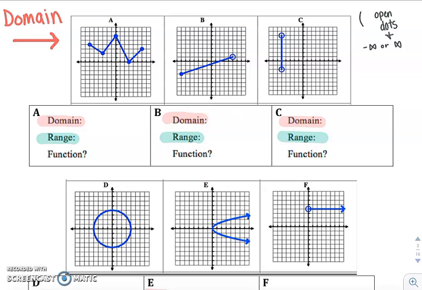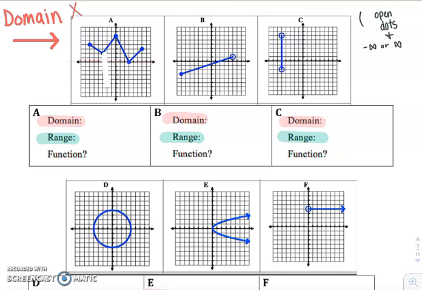We're going to look at finding the domain when we're given a graph, and then we're going to go back through and look at finding the range of a graph when we're given that. So let's look at domain first. Domain, remember, are your x values. So when you're looking at graphs, what that means for you is it's the x-axis that you're looking at, because those are your x values.